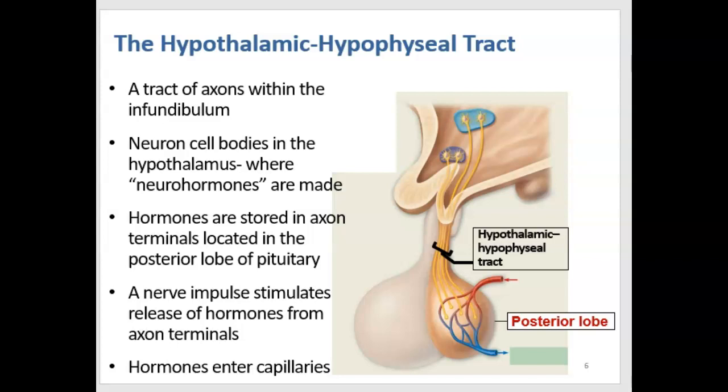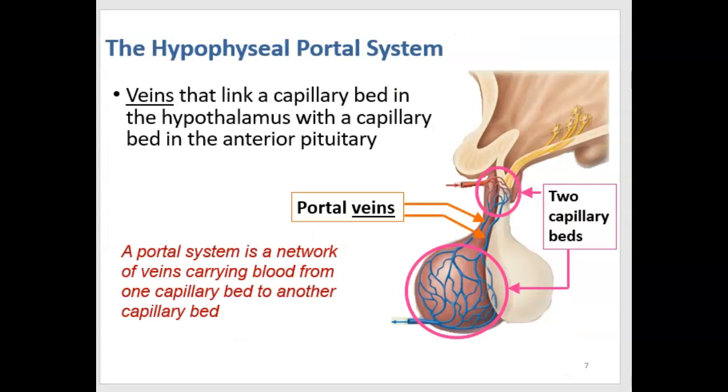The hormones then travel down the length of the axon and are stored in axon terminals located in the posterior lobe of the pituitary gland. When a nerve impulse stimulates the axon terminal, it will release the hormones. And there's a network of capillaries surrounding the posterior lobe that will take up these neurohormones so that they're truly defined as hormones. They enter the bloodstream and travel to their target organs.